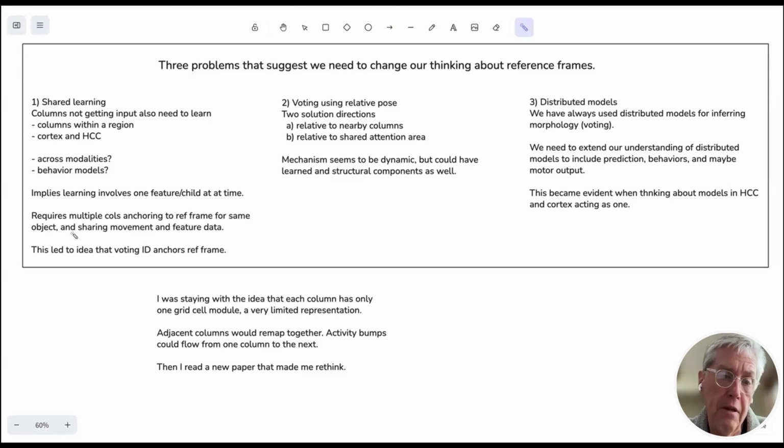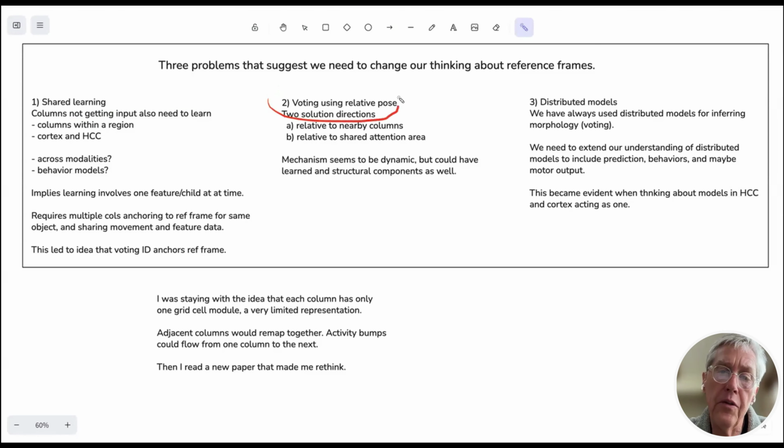We didn't have that in Thousand Brains or in Monty right now. This idea led to the idea that when we're voting, the voting ID also anchors the reference frame somehow, so that even though there are only a few columns in a region observing something, all the columns will anchor to the correct reference frame and they'll all be learning something similar. So that was one problem, the shared learning problem, which is pretty challenging.